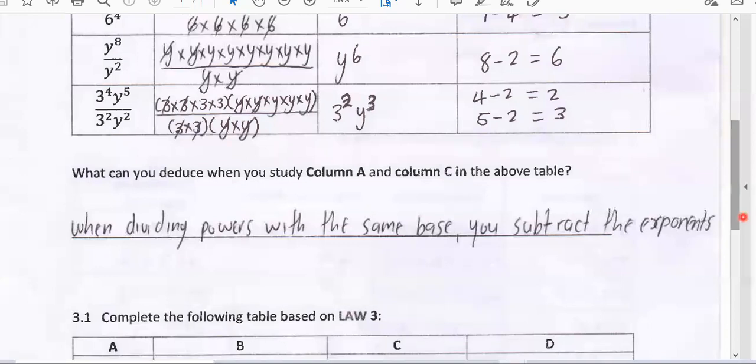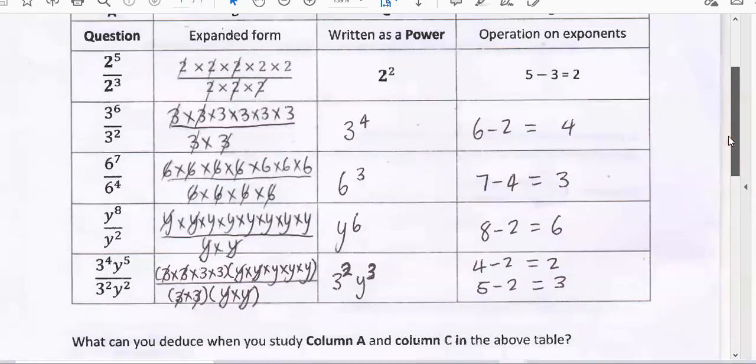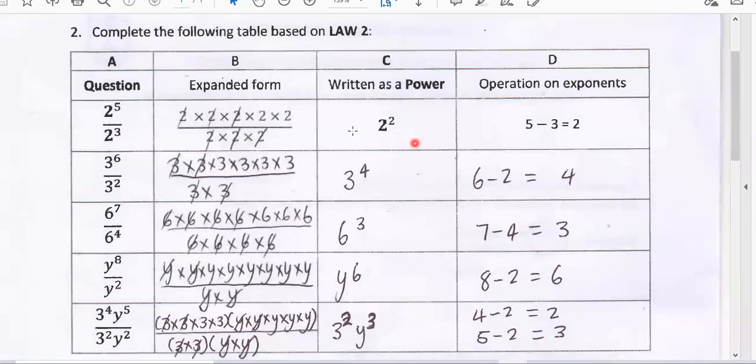Now for the last part, it says, what can you deduce when you study column A and column C in the above table? So let's look at column A and column C before we conclude anything. So you can see we are dividing the powers with the same base. In this case, my base is 2. So I'm looking at the powers in this question. So my base is 2 and we are dividing.